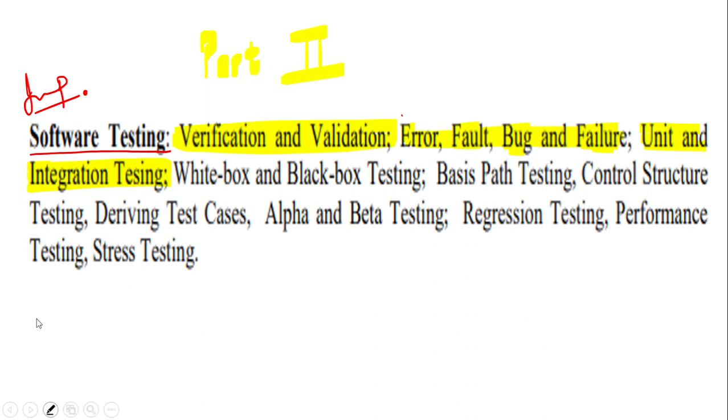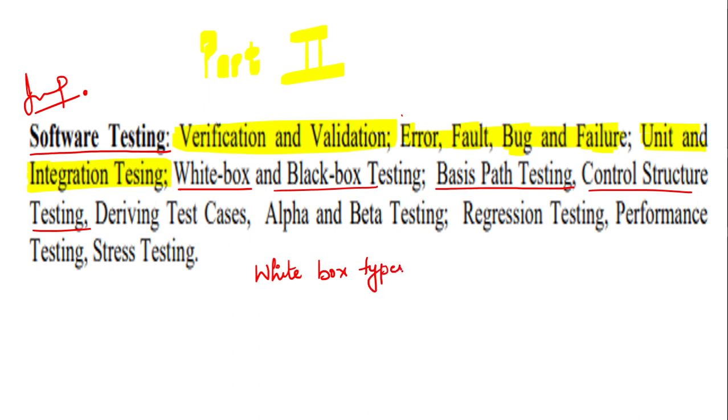Now we have roughly discussed white box and black box, but we have not discussed these two in detail. Then basis path testing we'll do today, and control structure testing we'll do today. Deriving test cases is not that important, so we'll not do it. So today we'll be covering white box testing, black box testing, then types of white box testing. Basis path testing and control structure testing are basically types of white box testing.